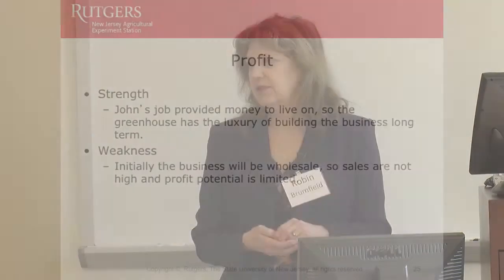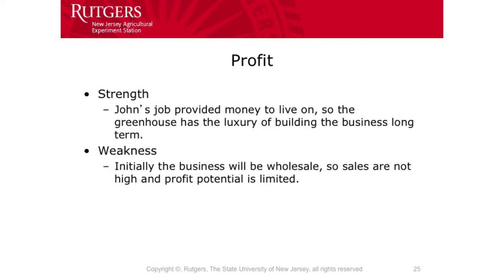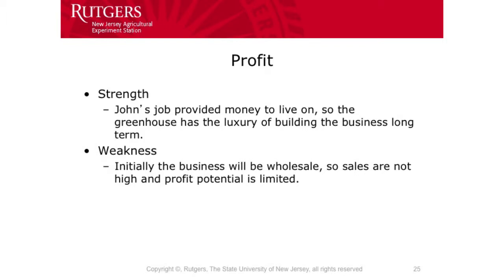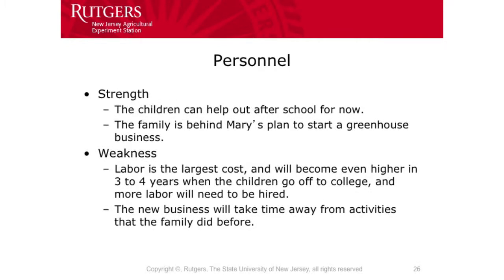In terms of profit, her husband has provided enough money to live on, so they have the luxury of building the greenhouse long term. And I know probably a lot of you are in that situation. Maybe we need to talk about it. A lot of times you start up as part-time, so you have another job during the day, or someone else in the family has another job. A weakness is that she's starting out wholesale, so sales are limited and profit potential is limited. We mentioned that before. Personnel, she's got 2 children, and they can help out after school for now. And the family is behind her plans to start a business.